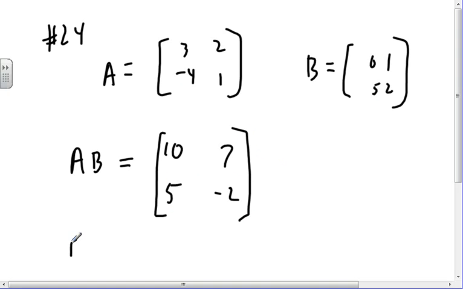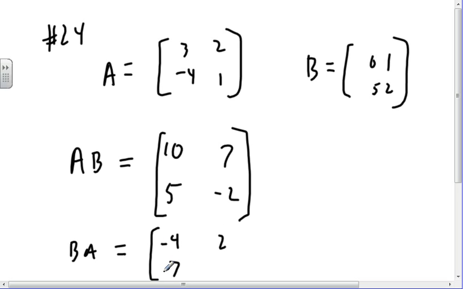Okay, and then we want BA. BA. First row, first column, minus 4. First row, second column, 2. First row, first column, 15 minus 8, 7.